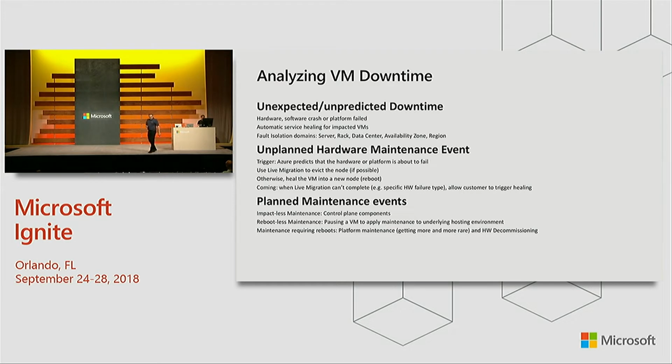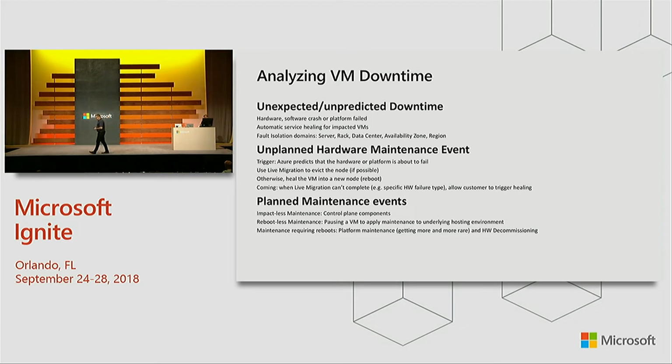The second one is what we call unplanned hardware maintenance event. So this is more interesting. We can predict the hardware is going to go bad, but it didn't go bad yet, or didn't entirely go bad yet. In this case, we would like to make sure that customer application, customer VM is not impacted. So we will attempt to live migrate the VM when possible. By the way, not always possible.